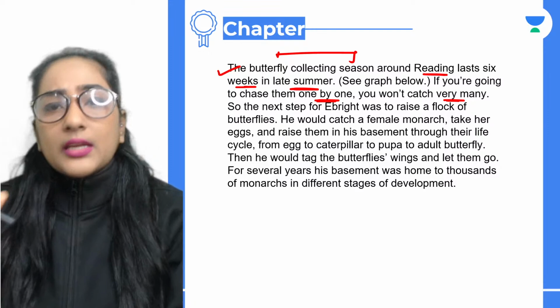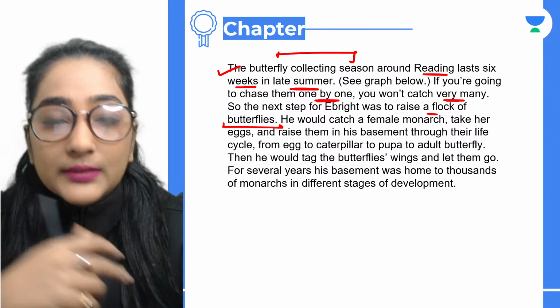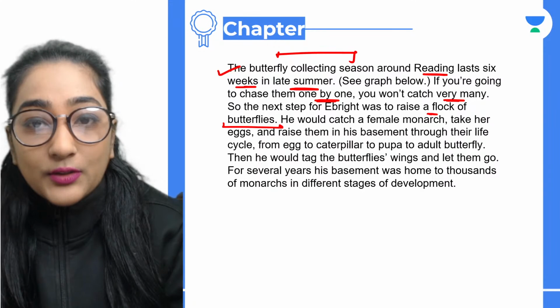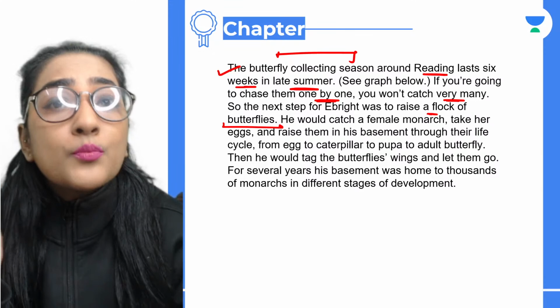So, the next step for Ebright was to raise a flock of butterflies. So now, what was the next step for Ebright? He needed more butterflies. He wanted a flock. That means a group of butterflies he needed. Okay? He wanted to raise them. He wanted to just bring more butterflies. So what did he do? He would catch a female monarch. So he used to catch what? A female monarch for the reproduction process.